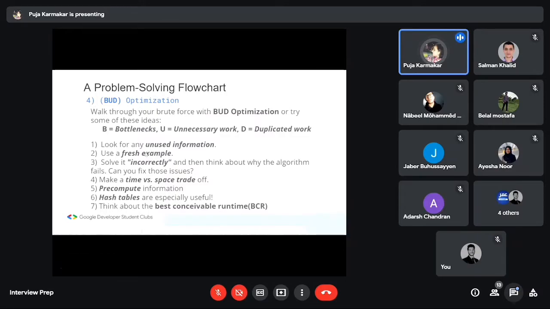So look for any unused information. Look for anything that you missed. Maybe you forgot about the sorting thing, maybe you forgot about the merging thing. Look for it. Use a fresh example. Many times, a big mistake that most candidates make is that we repeatedly use the same example again and again, and we make the same problem again and again. So just try to freshen it up, use a new example, look through it, and also solve it incorrectly, and then think about why the algorithm fails and how you can fix this issue.